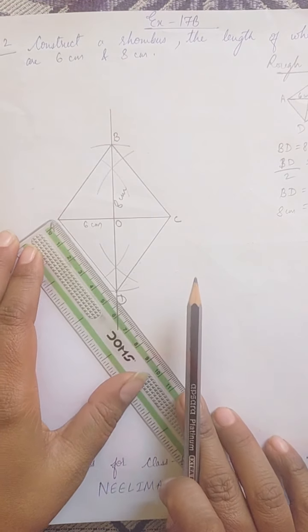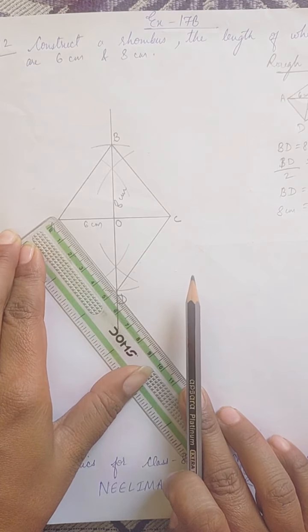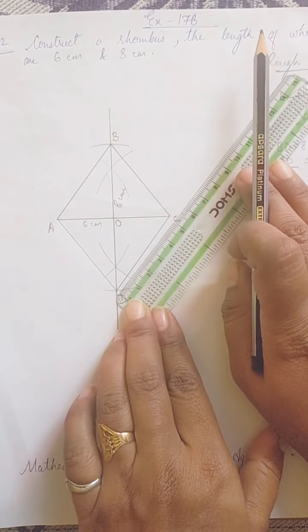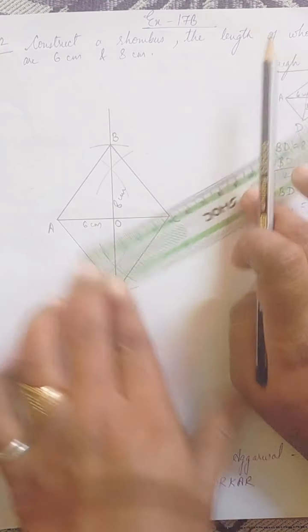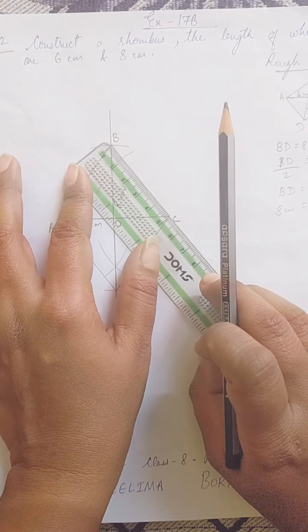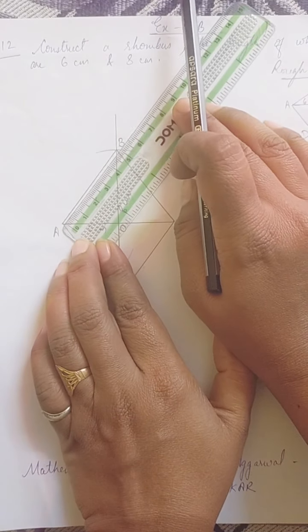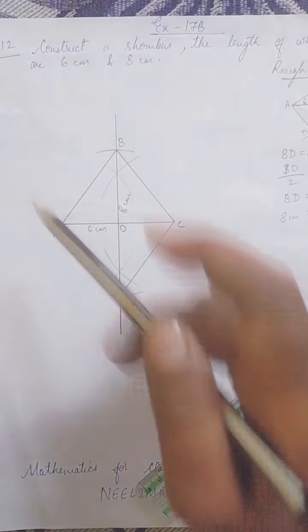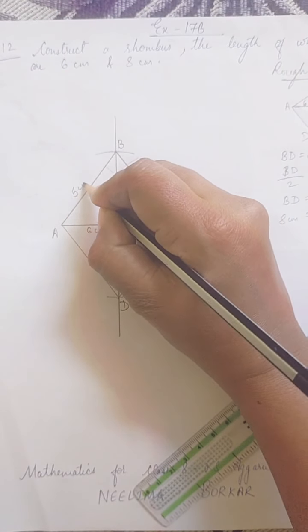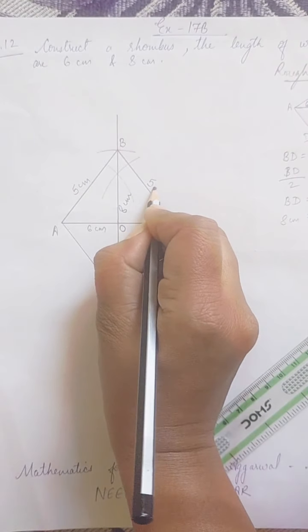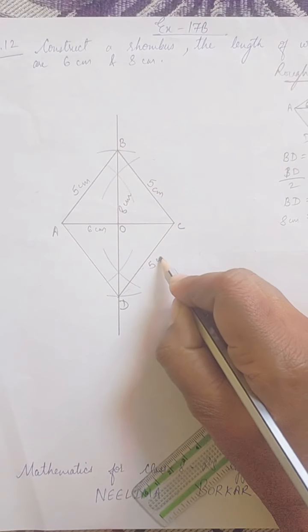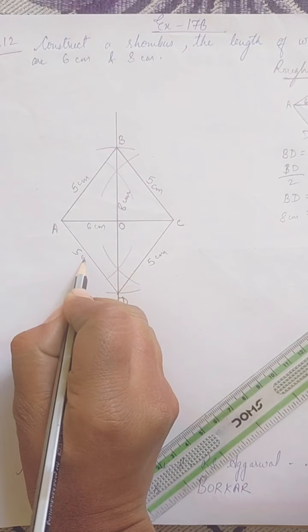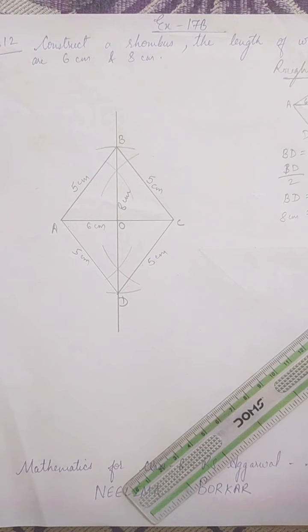And you will find that all the sides are again of equal length. So it is coming 5 centimeter. Here also 5 centimeter. Here also 5 centimeter. Here 5. So we found all the 4 sides of rhombus to be of equal measurement or equal length, that is 5 centimeter. So this completes our construction of rhombus ABCD.